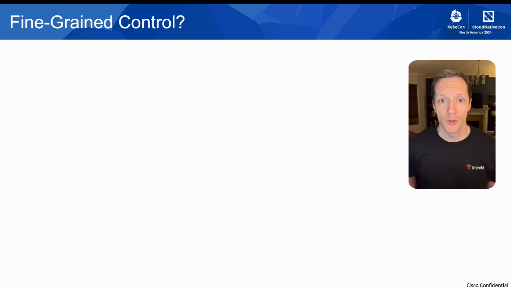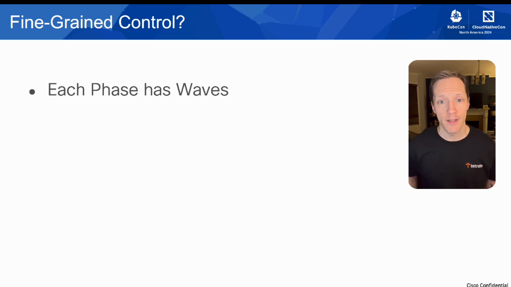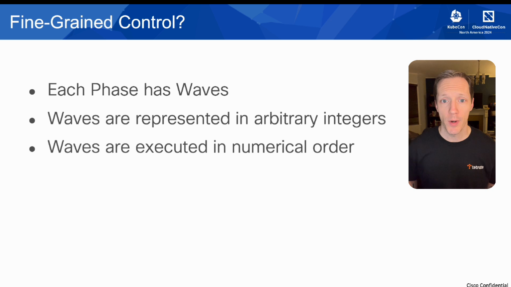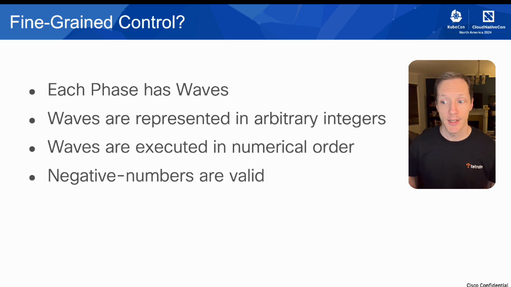So I mentioned fine-grained control at the beginning. What did I mean by that? Well, within each sync phase, you have waves. And with waves, each one is represented by an arbitrary integer. Arbitrary meaning you can define your own set of integers in the order in which your sync phase waves happen. They are executed in numerical order, meaning that 0 comes before 1, 1 comes before 2, and so on. And you can add negative numbers. So negative numbers are valid. If you have 0 through 9 already defined and you need something to run at the beginning, drop a -1 on it and it will run before everything else.